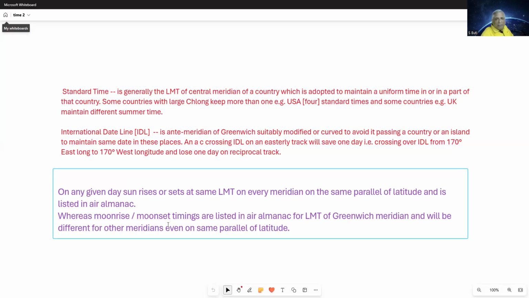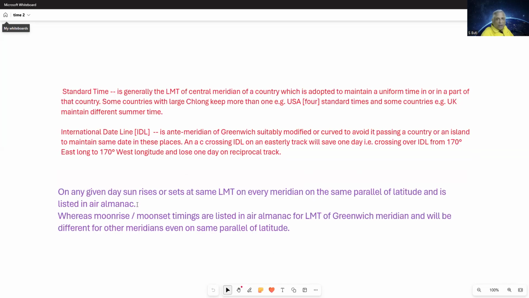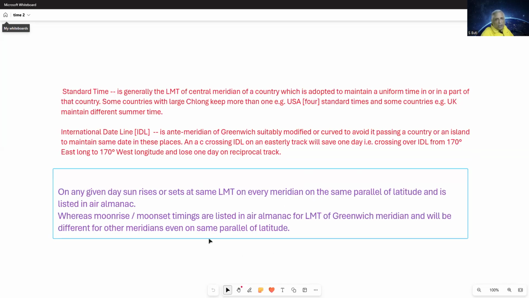Moonrise and moonset timings are listed in the air almanac for LMT of the Greenwich meridian and will be different for each meridian, even on the same parallel of latitude, because the Earth rotates around the sun, whereas the moon rotates around the Earth.